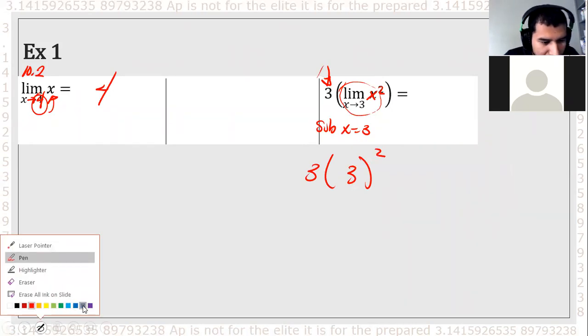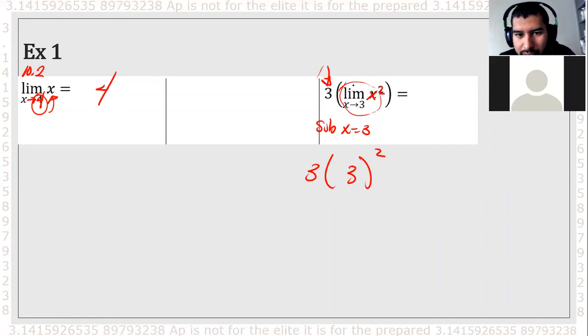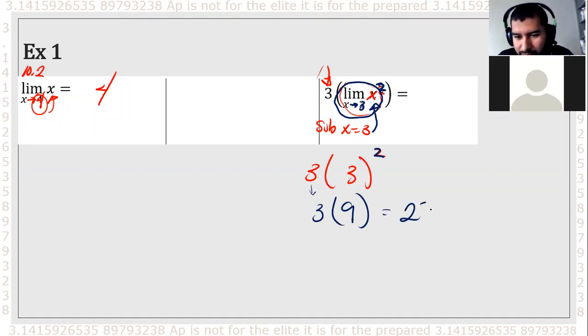So a lot happened. Hopefully I didn't lose you. This right here was where my 3 went, because the limit said, hey, it's going to 3. And then the square was from the original function. So 3 squared is 9 times this 3 on the outside, which is 3. So I should have 27, question mark. Any questions on that so far? Yes, no? Okay.